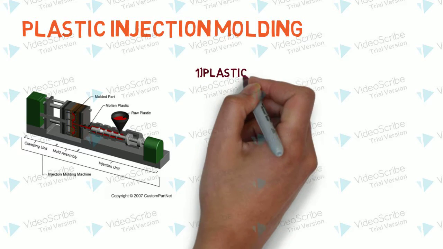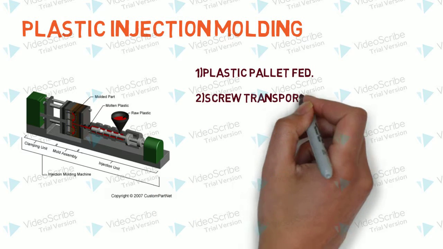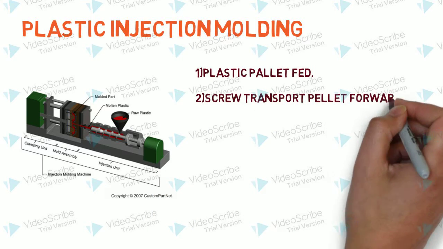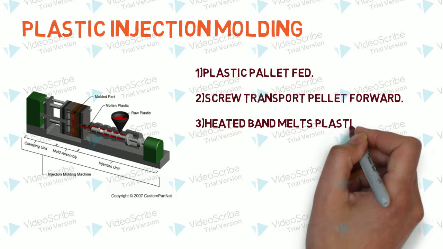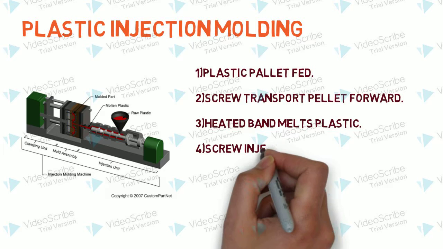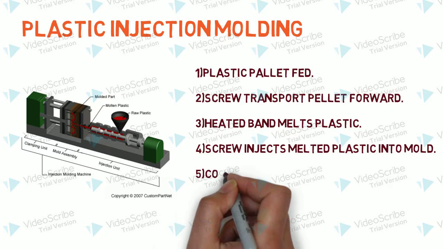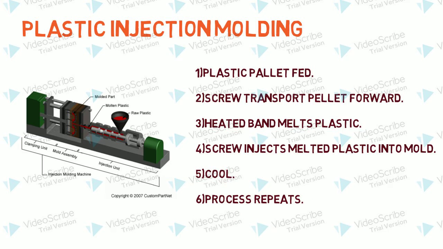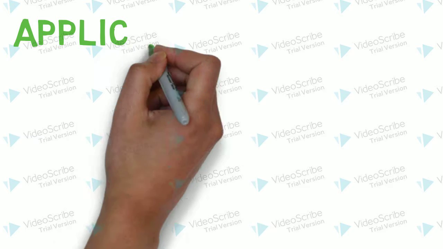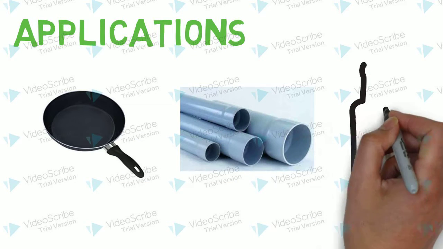First, plastic pellets in the hopper are fed into the injection unit. The screw then transports the pellets forward. Heated bands wrapped around the injection unit melt the plastic into the molten state. Once there is enough molten plastic, the screw then rams forward to inject the molten plastic into the mold. It is allowed to cool, which results in the formation of the plastic product. The process is then repeated. Some of the applications of thermoplastics are non-stick pans, pipes, and plastic bottles.